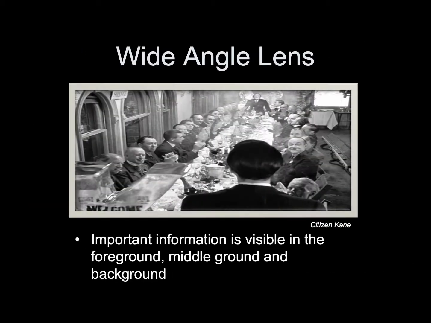An example of a wide-angle lens composition from Citizen Kane. Important information is visible in the foreground, middle ground, and background.